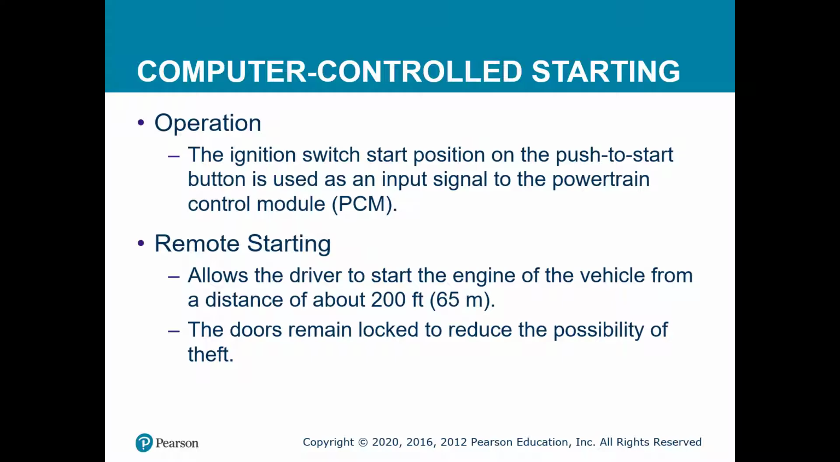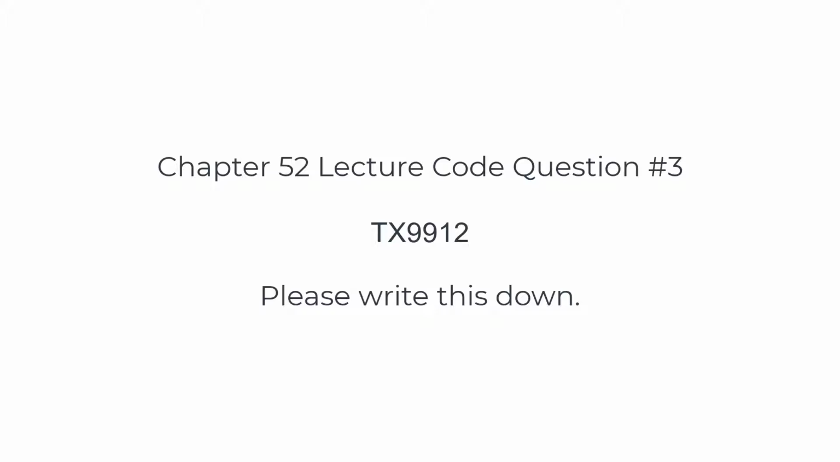With regard to remote starting, we're talking about factory installed remote starts. They allow the driver to start the engine from a distance of around 200 feet, even through buildings. And during this time, the doors will remain locked to reduce the possibility of theft. There are also aftermarket remote starting systems, and those are quite common, but we're not going to discuss a lot of those today, but just understand they are out there.